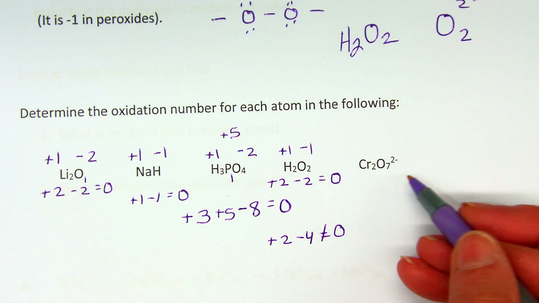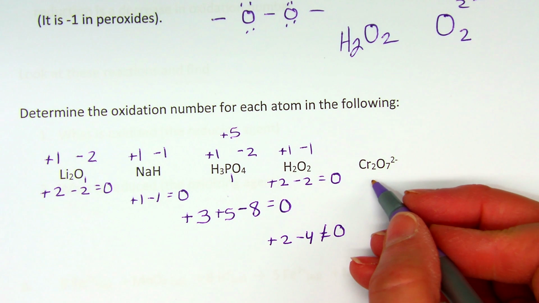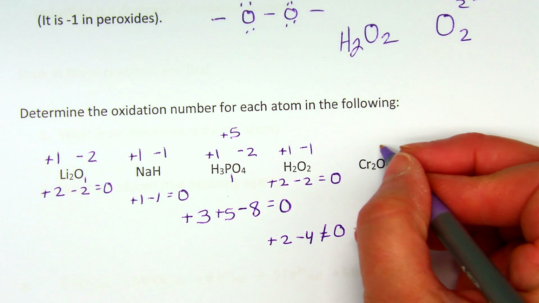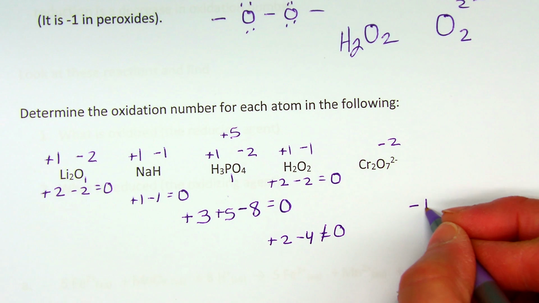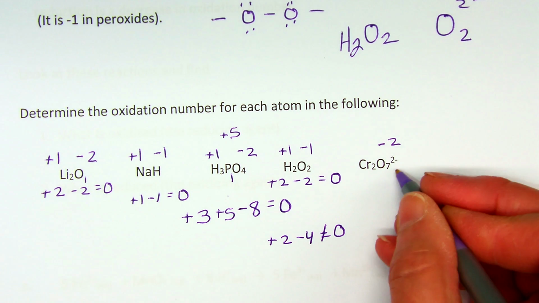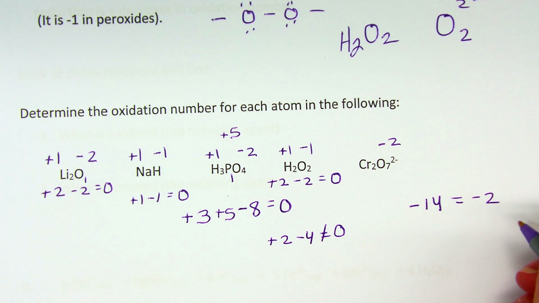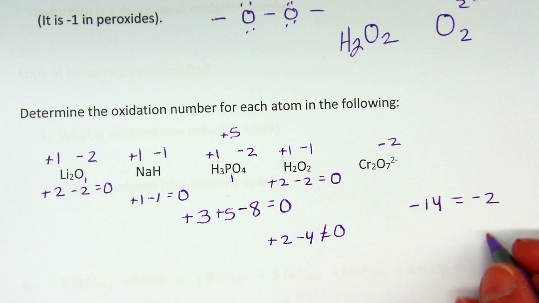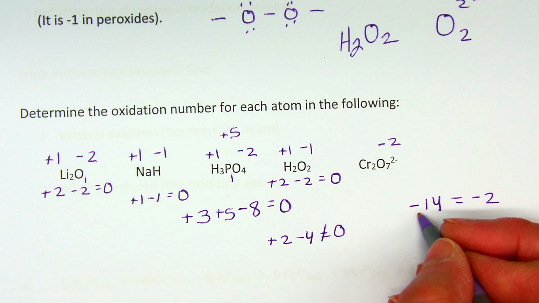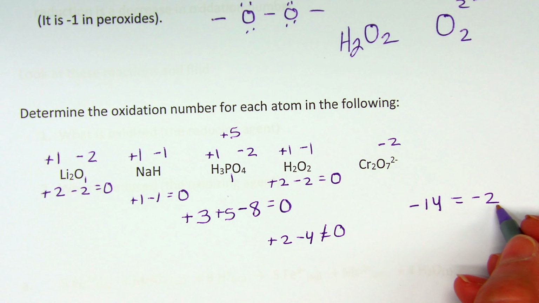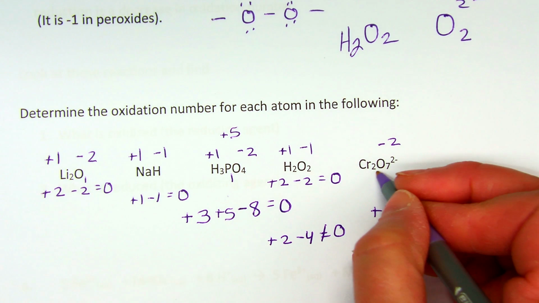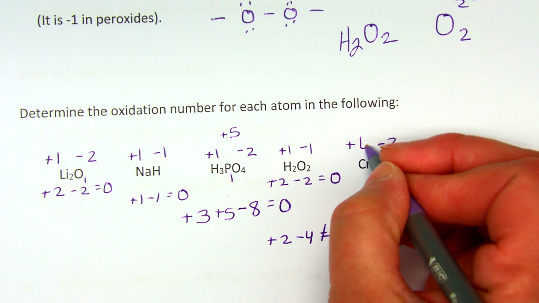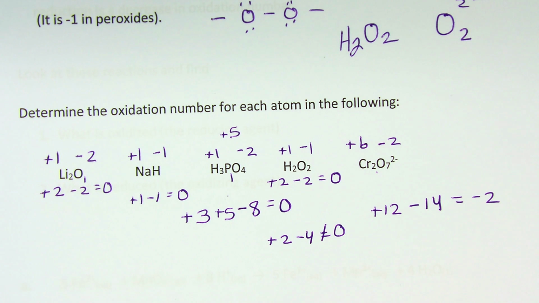Okay, let's look at these. Dichromate. We don't have any rules for chromium, but we have an oxygen rule. Oxygen's a -2. 7 times -2 is -14. This is the dichromate ion, so the charges add up to -2. So what do I need here to make this -14 add up to -2? 12. +12 divided by 2 gives me a +6 is the oxidation number for chromium.